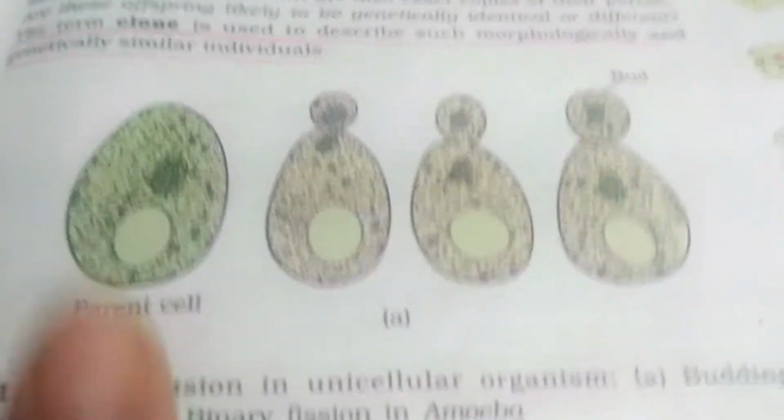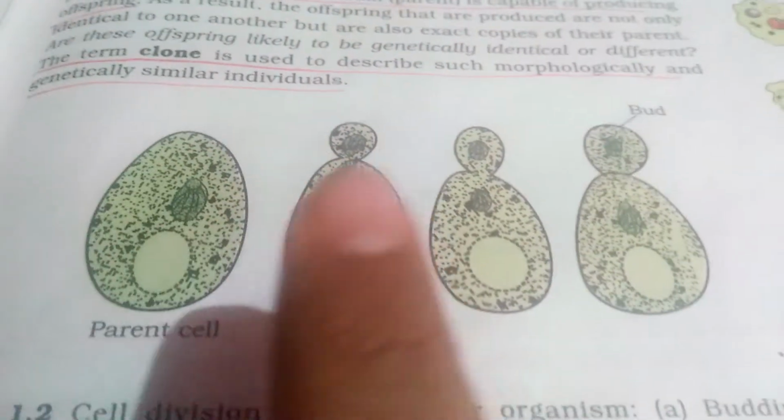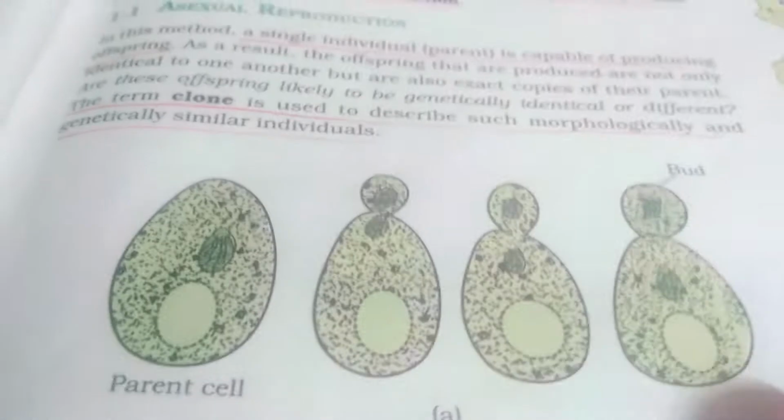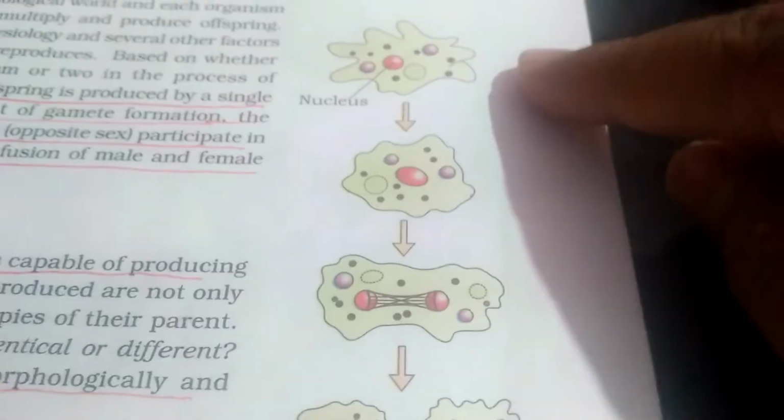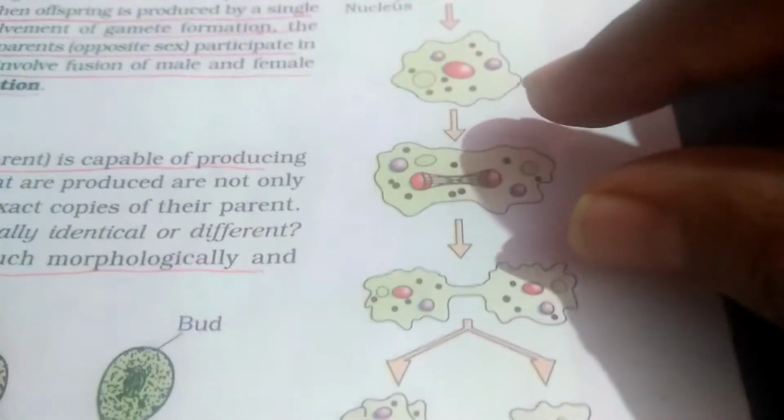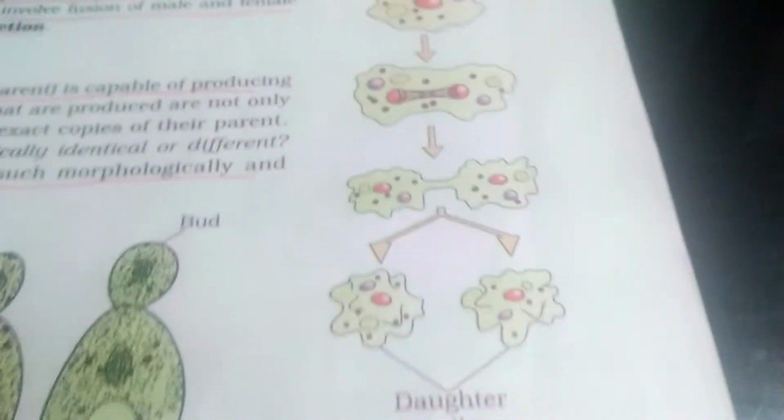The parent cell is divided into two, and then divided into two parts, like amoeba. First the nucleus is divided into one part, two parts, and three, and after the cell division it is called the daughter cell, and the daughter cell is divided into three parts in amoeba.